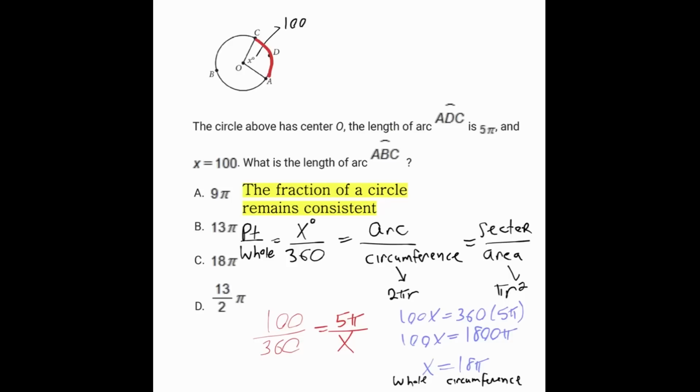Now thinking about the circle, the whole circumference is 18 pi. If the red arc had a measure of 5 pi from the beginning, that means that this blue arc on the opposite side has to fill out the 18 pi. It has to have a length of 13 pi, because 13 pi plus 5 pi gives you 18 pi. And so what's the length of arc ABC? It's 13 pi.